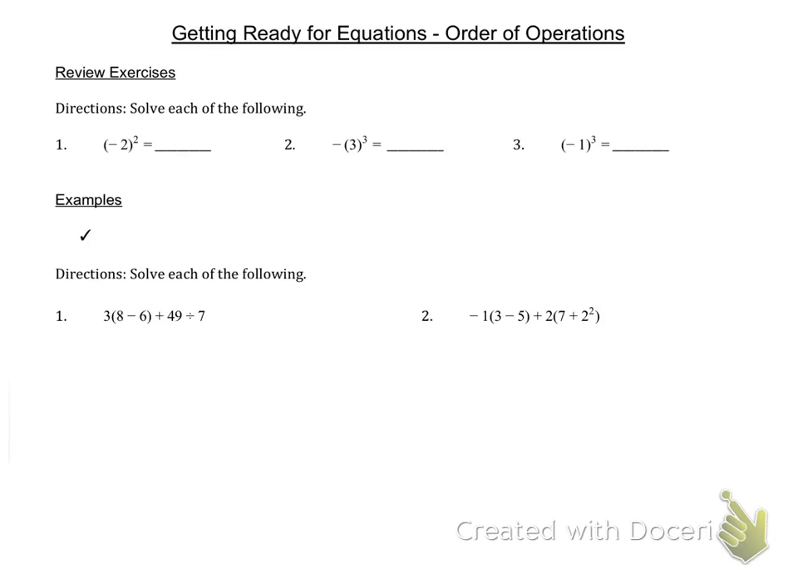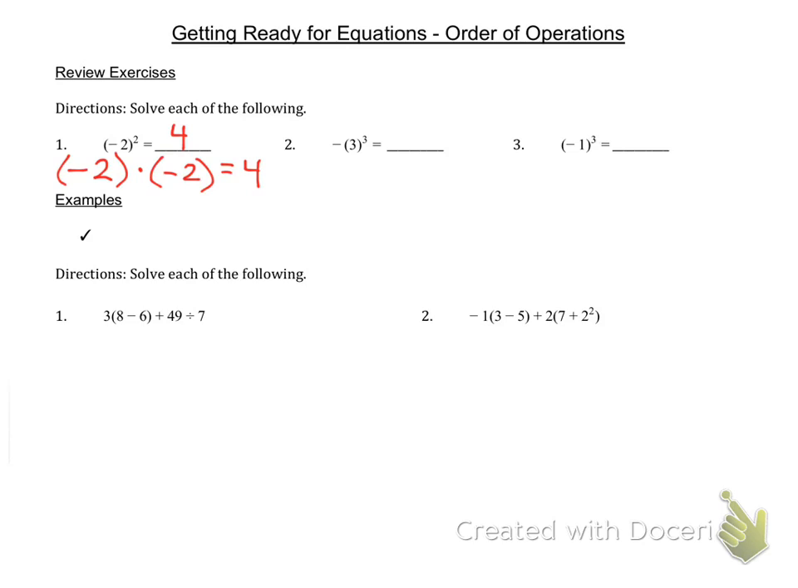Okay, number one. First thing I'm going to do is rewrite -2 squared using repeated multiplication. So that's going to be a -2 times a -2, which is going to be a +4. Remember, a negative times a negative equals a positive.